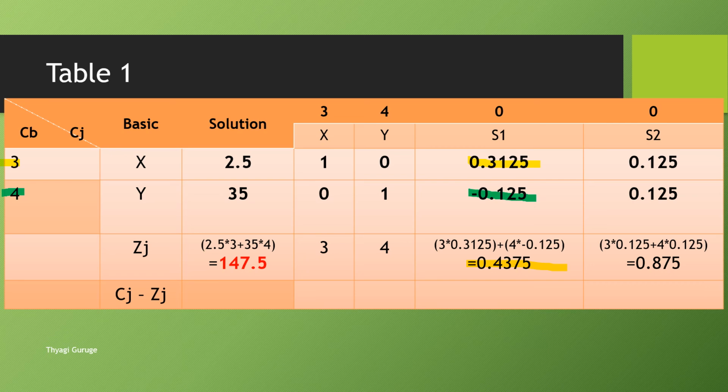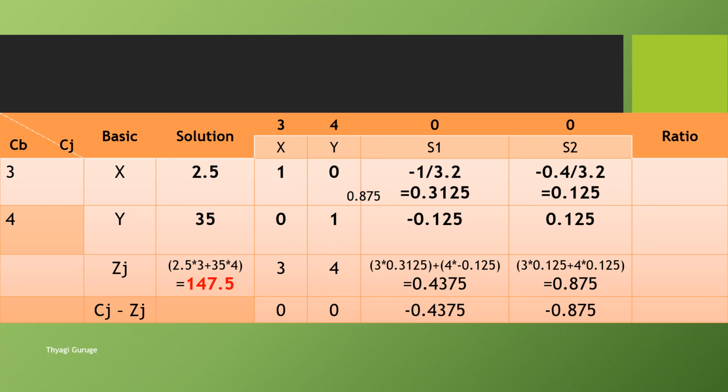Now the next one is we are going to take the value for S2, slack variable 2. Here we can see for X there is 0.125. So we are going to multiply this value with its profit figure of 3 and then multiply the figure for Y, 0.125, with its profit figure 4. Then the ultimate value is 0.875.